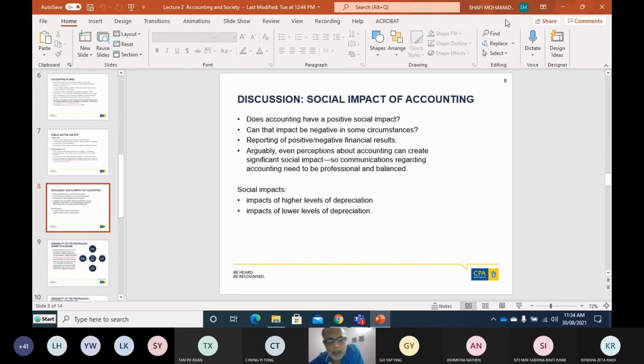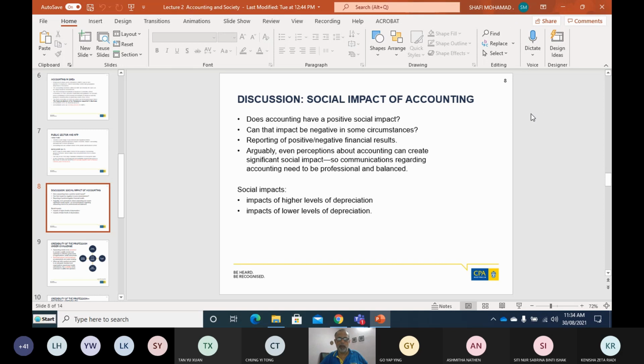So can you advise me how to bring down this one? So we look at playing around with the depreciation. This is what we mean by the impact of a higher level of depreciation or a lower level of depreciation. We can play around with this depreciation.